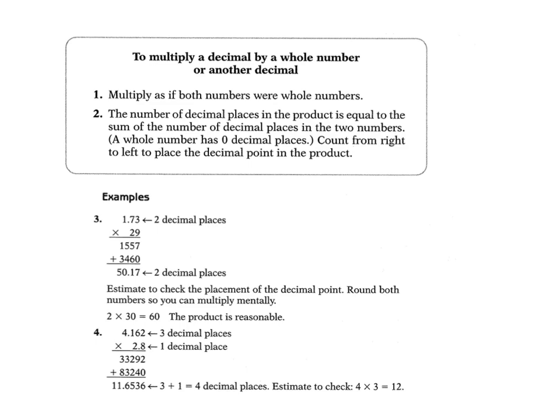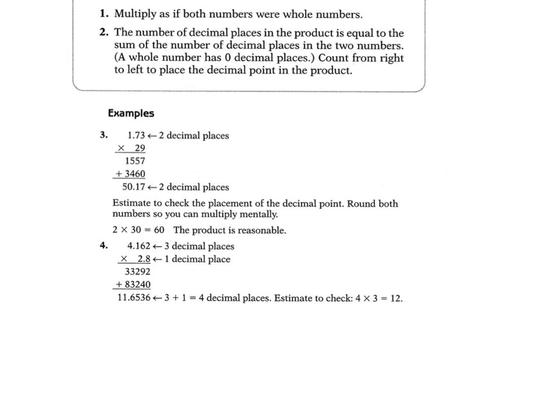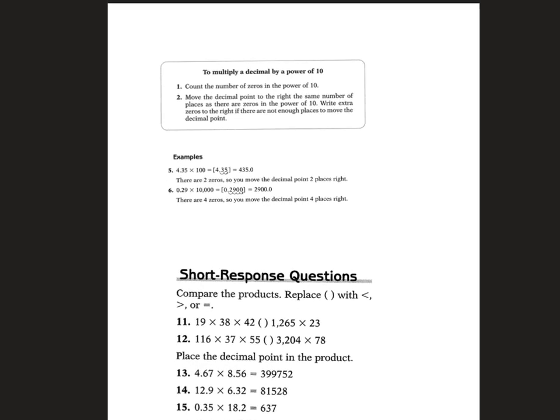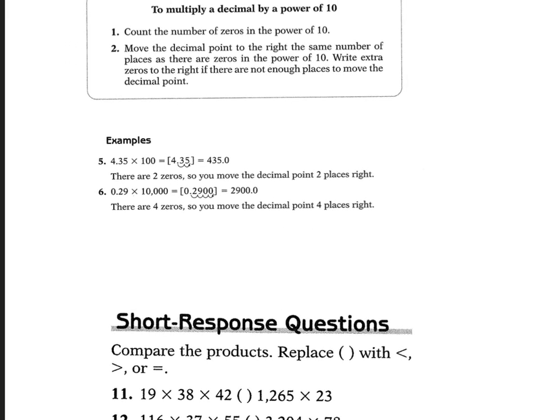If you see with number 4, with that example, you have 3 decimal places in your first number and 1 in your second number. So you have a total of 4 decimal places. Your answer will have a total of 4 decimal places as well. When we are multiplying by powers of 10, we are just moving the decimal point. The number of zeros in that power of 10 tells you the number of spaces that you are moving the decimal point to the right.